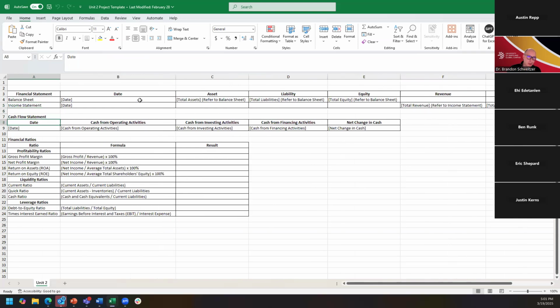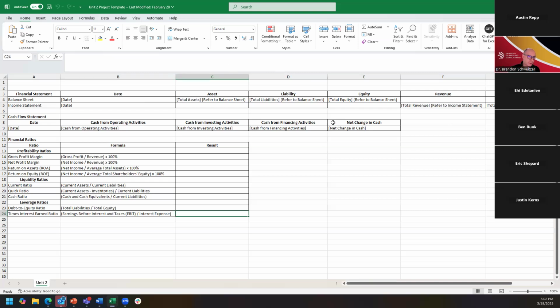And then you're going to do similar with your statement of cash flows: the date of the cash flow statement, the net cash flow from operating activities, net cash flow from investing activities, net cash flow from financing activities, and the net change in cash. All of that will be identified on your statement of cash flows. And then you're going to compute a bunch of ratios. You've got the gross profit margin ratio, net profit margin ratio, return on assets, return on equity, current ratio, quick ratio, cash ratio. And then we have the debt to equity ratio and the times interest earned ratio. And it should just be a matter of, equals this divided by that times 100, that type of stuff.